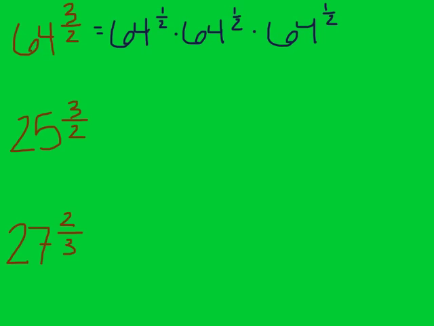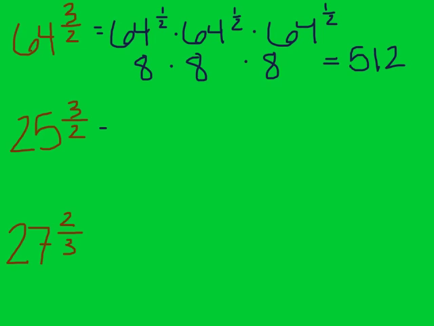So what two numbers multiply together equals 64? Well, 8 times 8 is 64, so this is 8 times 8 times 8. Working that out, we would have 64 times 8, which would give us 512.